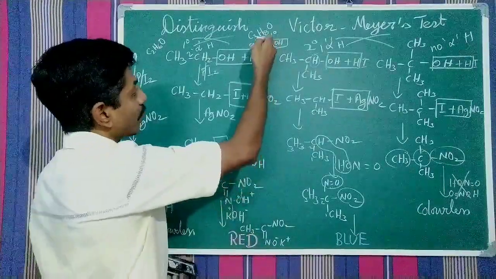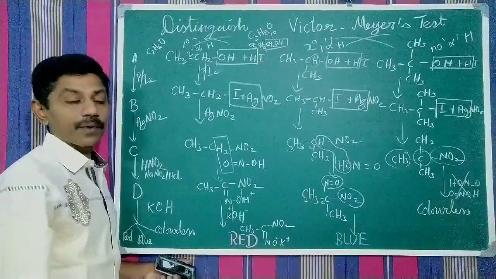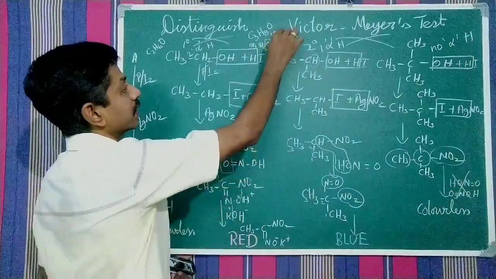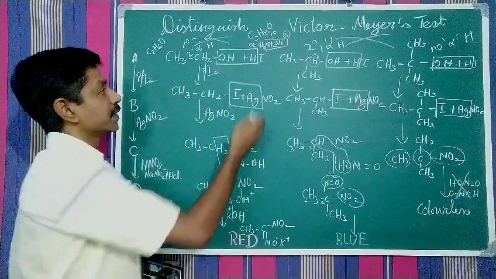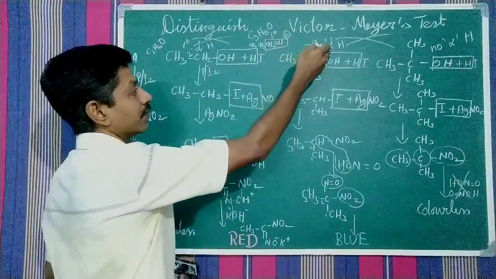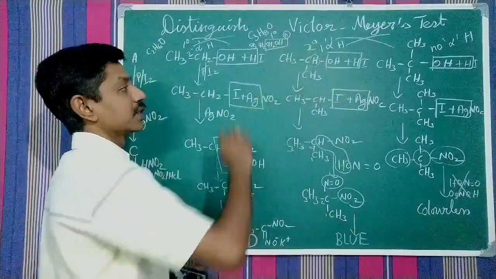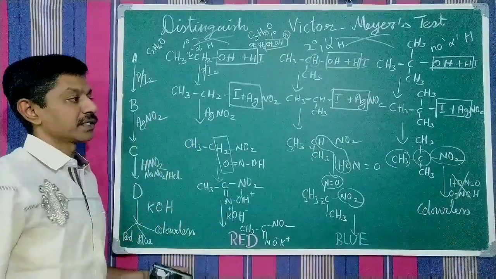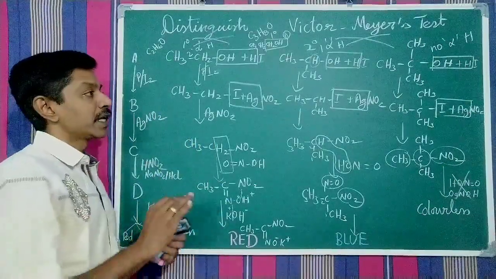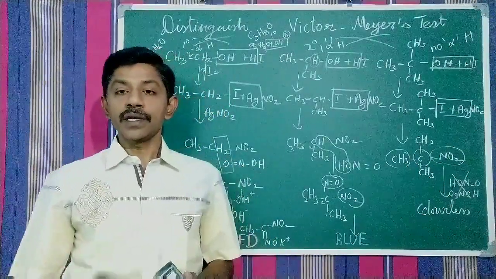So if you are following closely the Victor-Meyer's steps 1, 2, 3, 4, and finally the A compound they give a clue as a red color, it means it is 1-propanol. If the A compound they say finally it gives blue color, then it is 2-propanol. So once this idea is understood, you can able to distinguish between primary, secondary and tertiary.